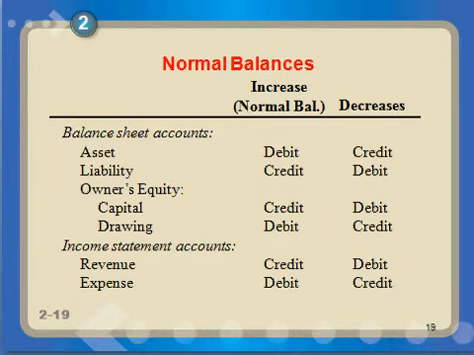So let's take a look at what our normal account balances are. Our assets normally have a debit balance. Our liabilities and owner's equity both normally have credit balances because they're on the right side of the equation. Our income account, the revenue account, increases our owner's equity and normally has a credit balance. The expenses decrease our owner's equity, so they normally have a debit balance.